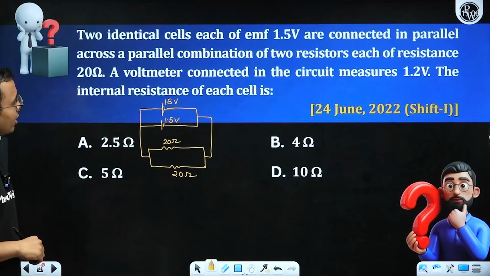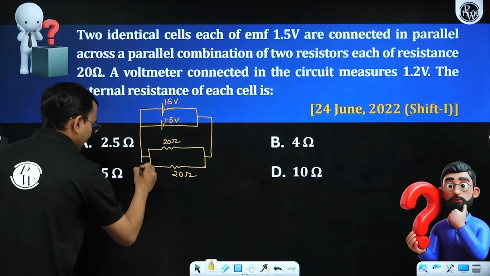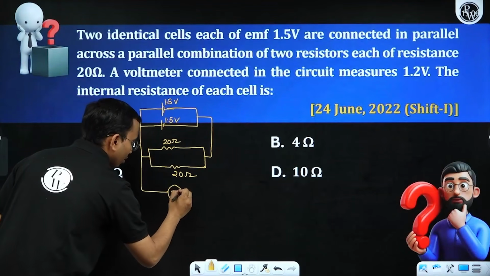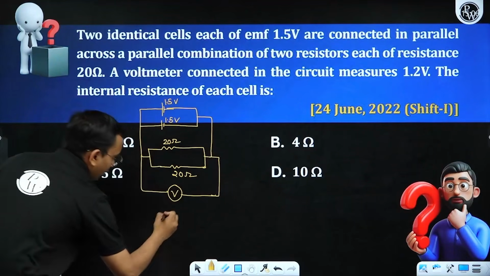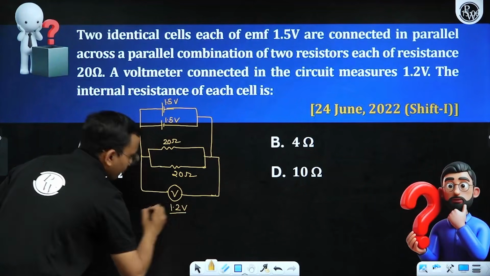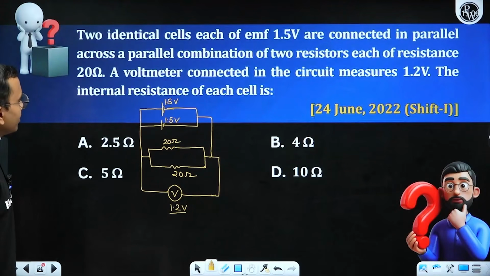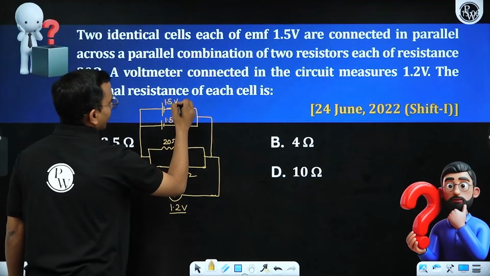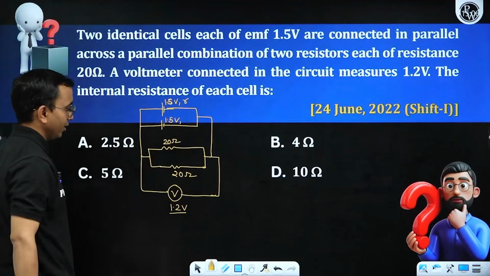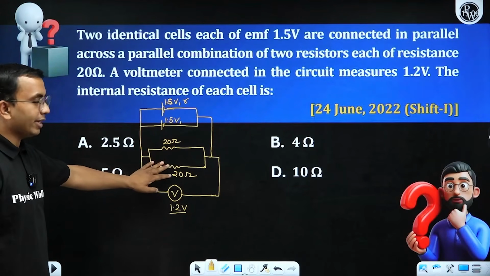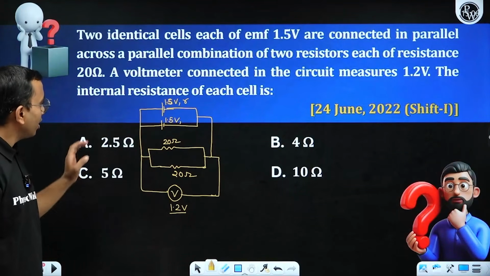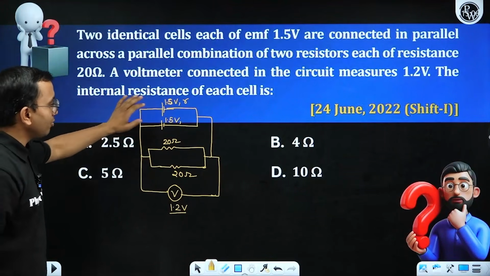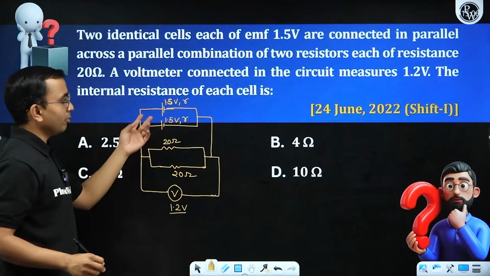The voltmeter connected in the circuit measures 1.2 volt. It means here if we connect a voltmeter, which will give us the potential across these 2 points, this is 1.2 volt. Okay, the internal resistance of the cell is, so I need to find what is the internal resistance here. First of all, these 20 are in parallel, so put one resistance, that is 10 ohm. Another thing, these two cells are in parallel. You can replace them by the equivalent.